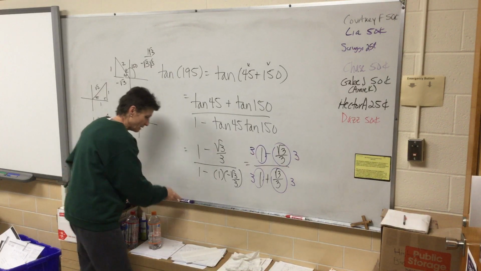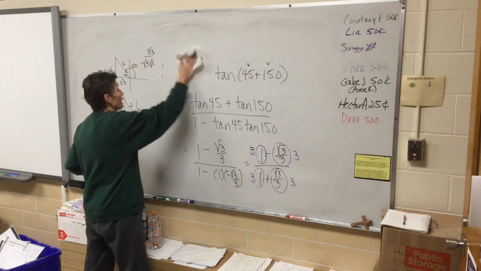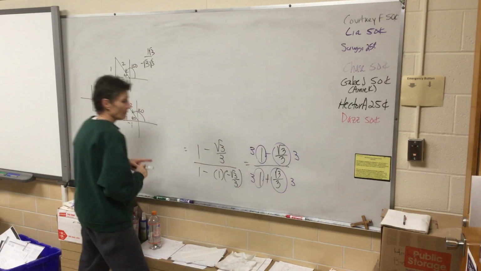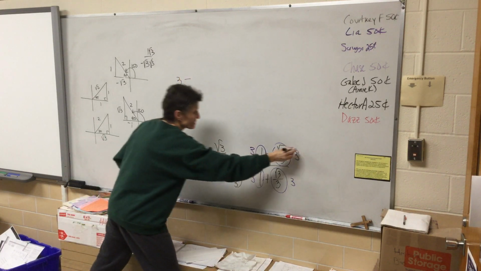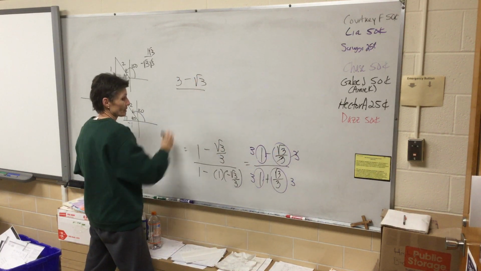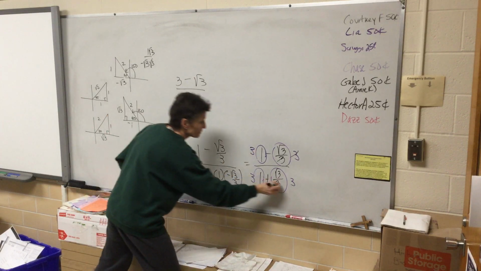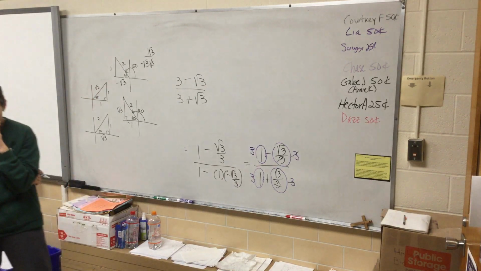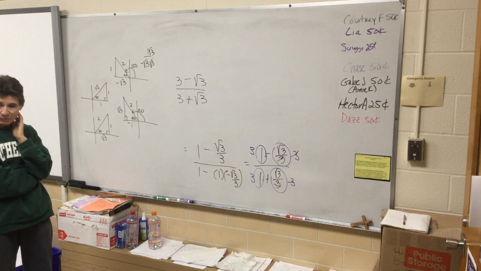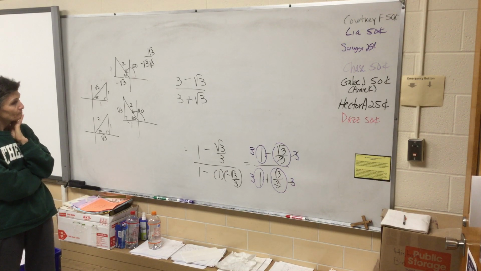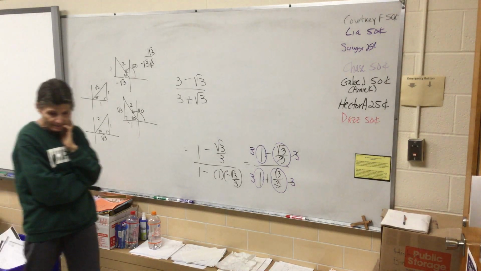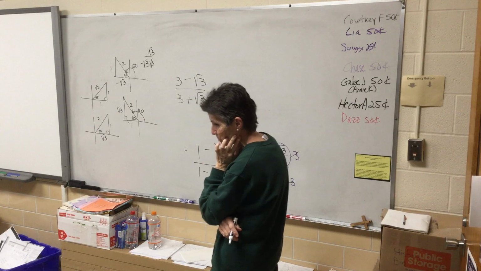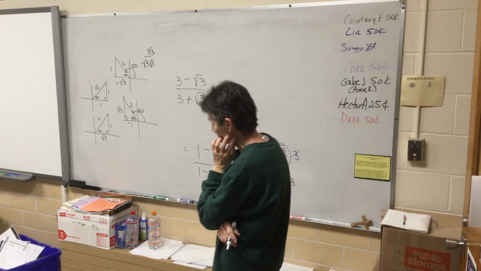And what's going to happen when I do that? When I multiply everything by 3, I'm going to end up with 3 minus root 3 over 3 plus root 3. Now, still nothing cancels, but at least I don't have those fractions in there anymore. Who remembers how to simplify this? Algebra 2, all over again. How do we simplify something like that?